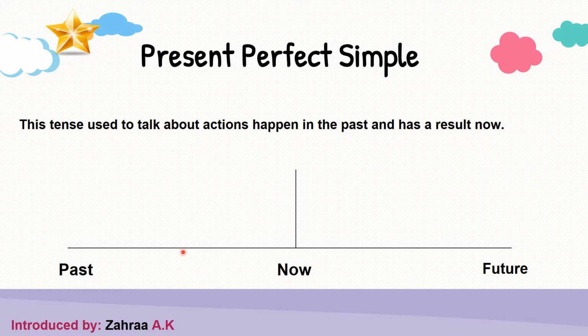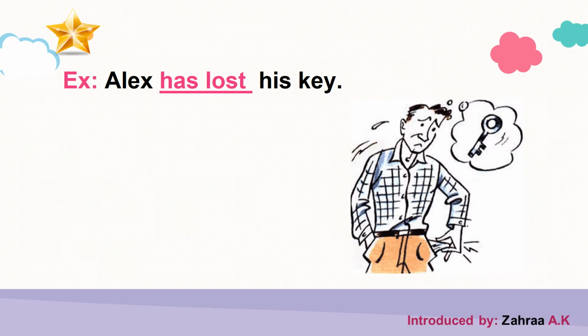So in the timeline we see the start from the past, and now, and the future. But to indicate present perfect simple, we notice that the period starts from the past and continues until now. لاحظ المدة الزمنية start from the past and till now. How is that? So now to learn more about this tense, let's see the example.